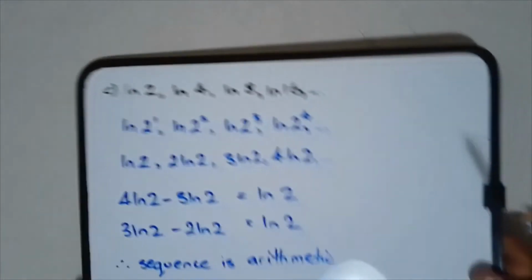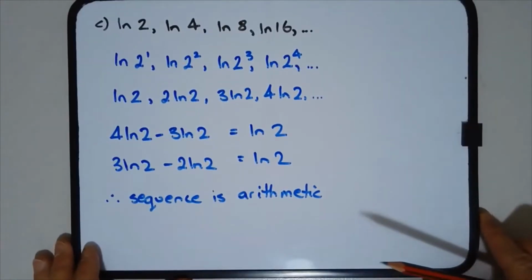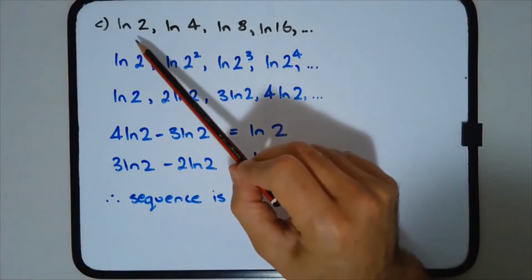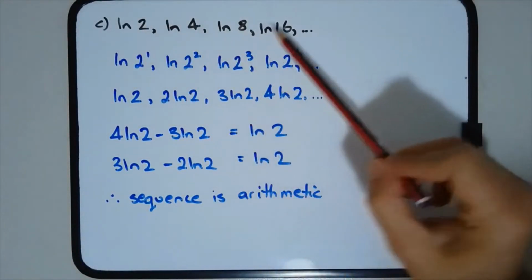Let's have a look at another interesting example. So part C, we have this sequence, ln of 2, ln of 4, ln of 8, ln of 16, and so on.